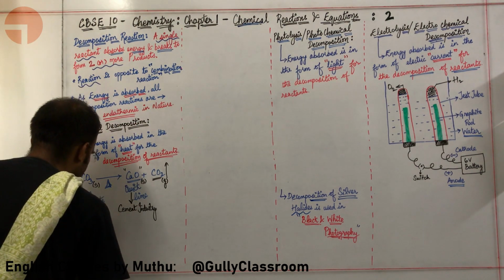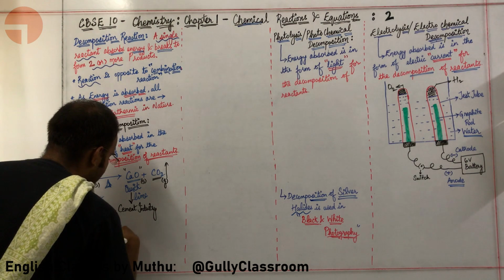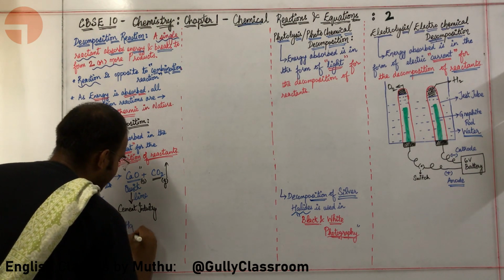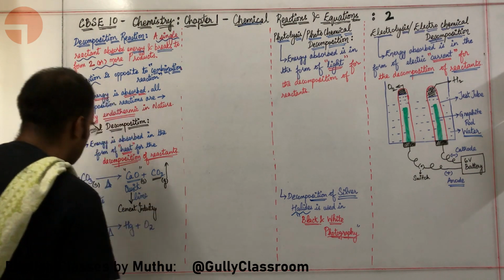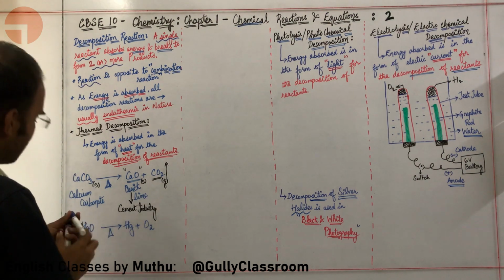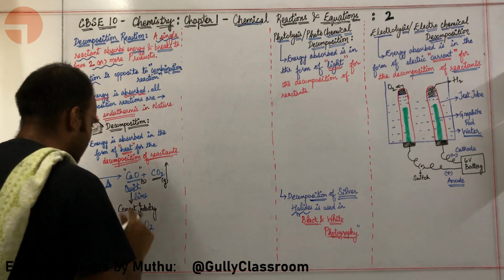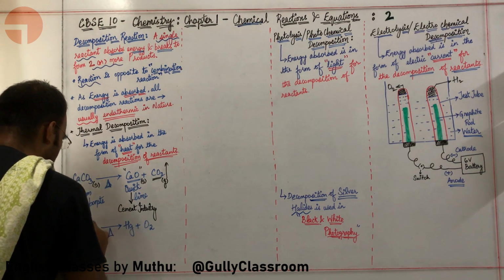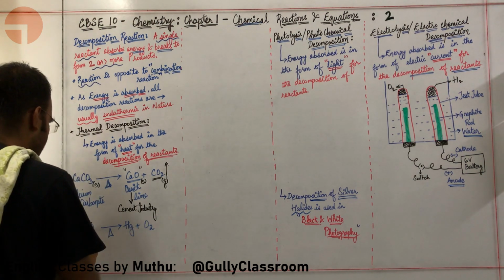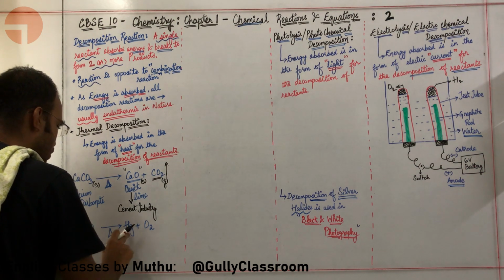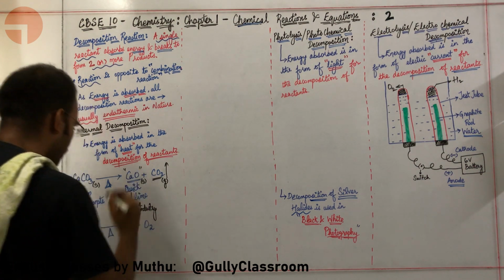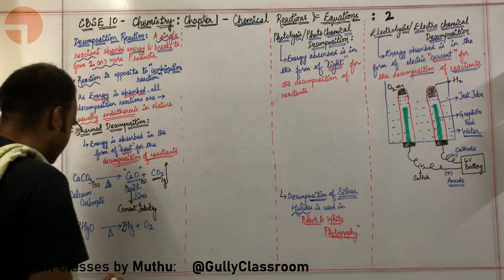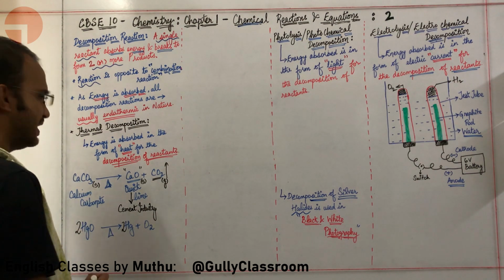Let us write HgO. If you are giving heat, you get Hg plus O2. How are you going to balance this particular reaction? I am having O2 here, so I need a 2 here. I am going to put a 2 here. Here Hg has become 2, so I need a 2 here. I am going to put a 2 here. This particular equation is balanced.